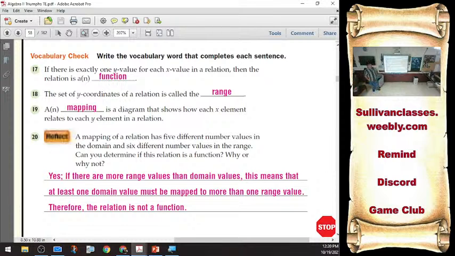Map a relation. 5 number values in the domain, 6 in the range. And so it doesn't even matter what they are. There's 5 things in domain, there's 6 things in range. I already know that has to be not a function.